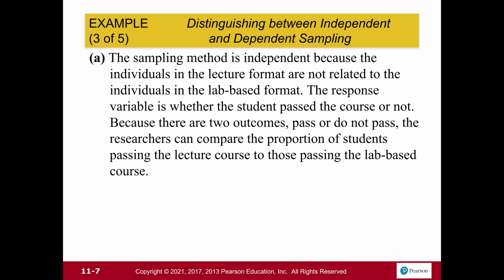The response variable would be whether the students pass the class or not. So there are basically two outcomes, pass or don't pass, and we can calculate the proportion of students who passed by comparing the proportions of both of those samples.